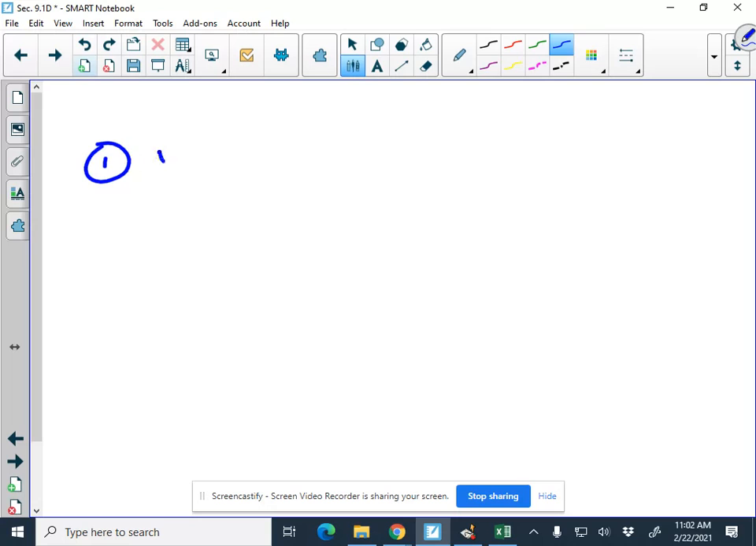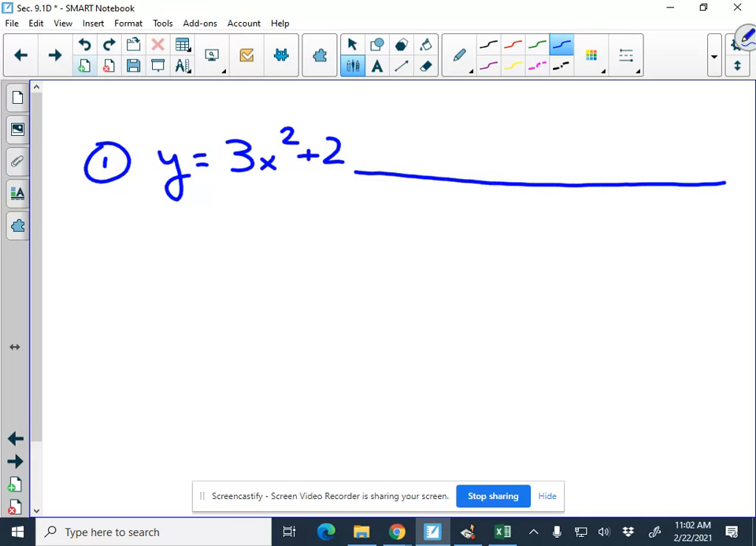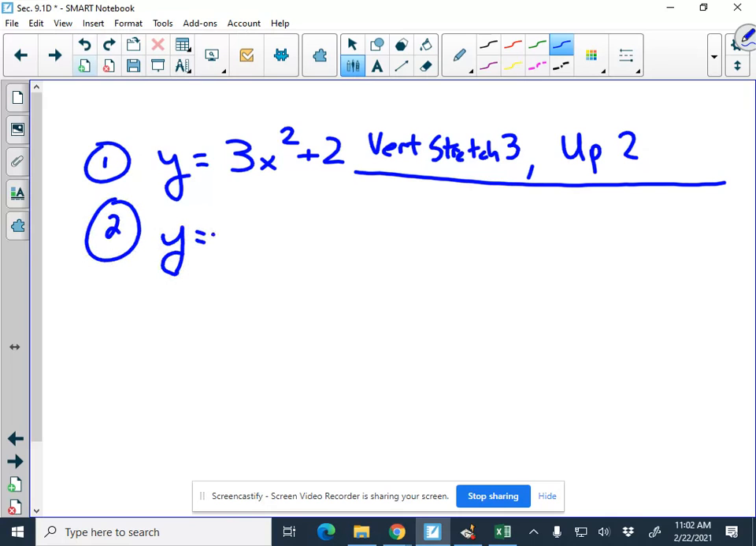Number 1 says y equals 3x squared plus 2. And then it has a blank, and you're supposed to say what transformations would have happened. Okay? Did it reflect? We don't put it. What does the 3 do? Vertical stretch. So, vertical, you can abbreviate vert, stretch, 3. What's the 2 going to do? Move it up 2. Okay? I'd like you to try number 2 on your own, and then we'll check it.